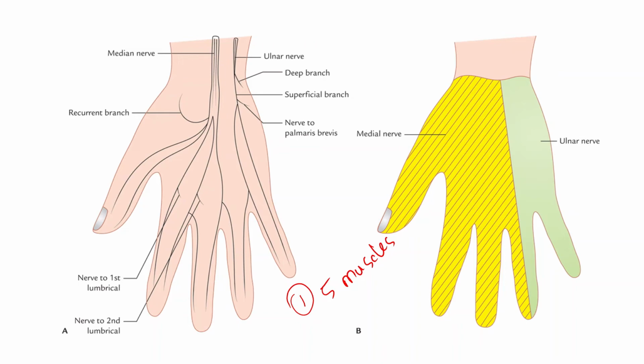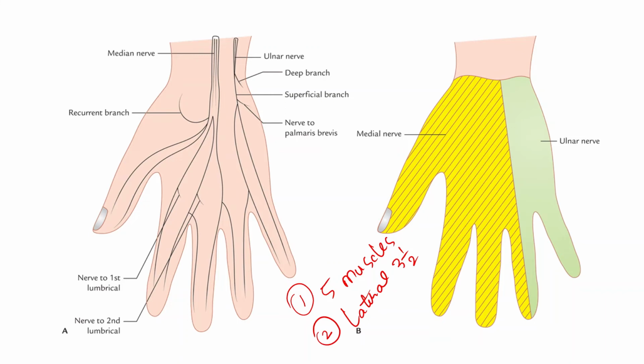Along with these 3 thenar muscles, the first and the second lumbrical are supplied by the branches of the median nerve. When we look for the sensory supply of the median nerve, the median nerve supplies the lateral 3.5 fingers along with the adjacent palmar aspect. So this is about the sensory distribution of the median nerve along the palm.